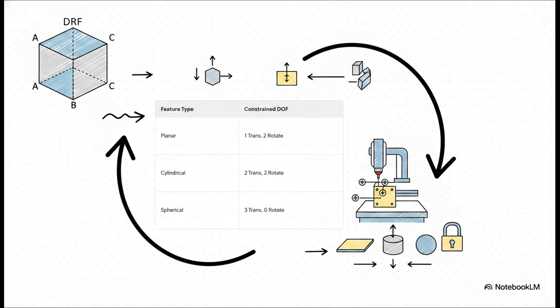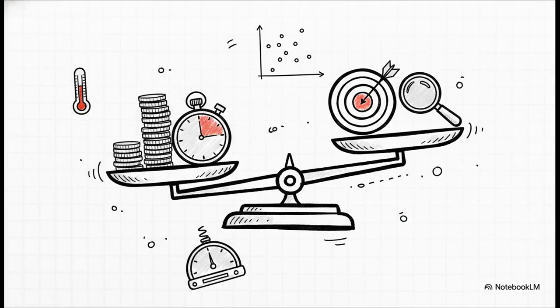A CMM actually creates its coordinate system by physically probing these primary, secondary, and tertiary datum features in strict succession, mathematically locking the part in space before it even thinks about measuring anything else. But here's where we had a bit of a reality check.